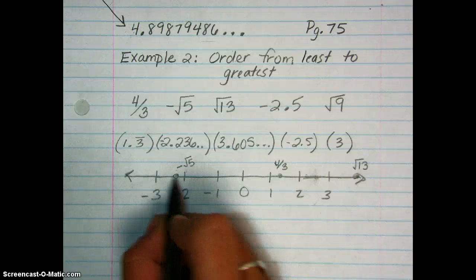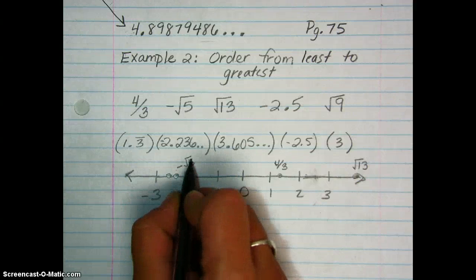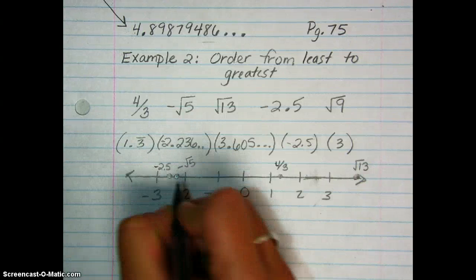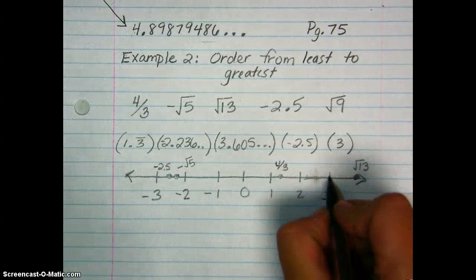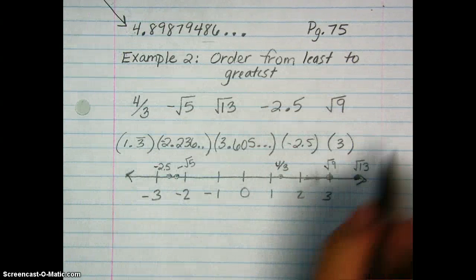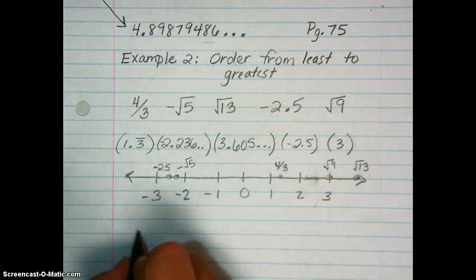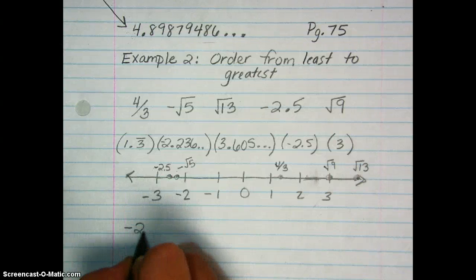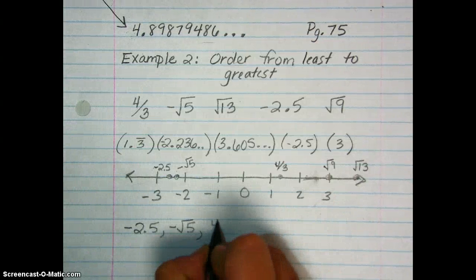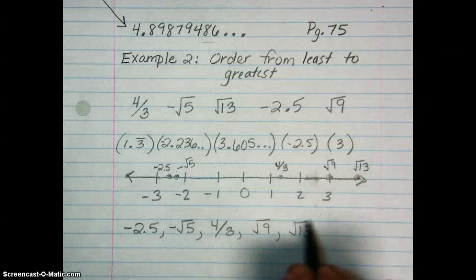Now this is halfway between negative 2 and 3. So it's going to be to the left of this value. So this dot here represents negative 2.5, and then finally 3, which originally was given as radical 9. So in order from least to greatest, the original numbers that we were given could be written the following way. Negative 2.5, followed by negative radical 5, 4/3, radical 9, and finally the square root of 13.